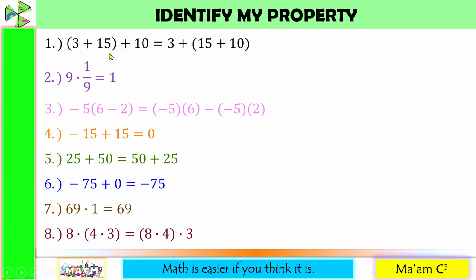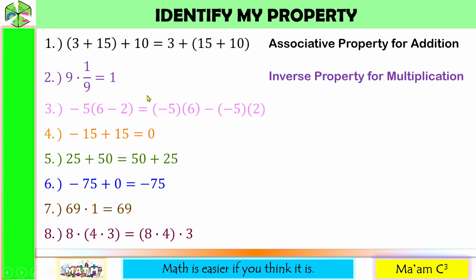This is associative property for addition. Number 2, 9 times 1 over 9. 1 over 9 is what? The multiplicative inverse of 9. And the answer is equal to 1. So this is the inverse property for multiplication.